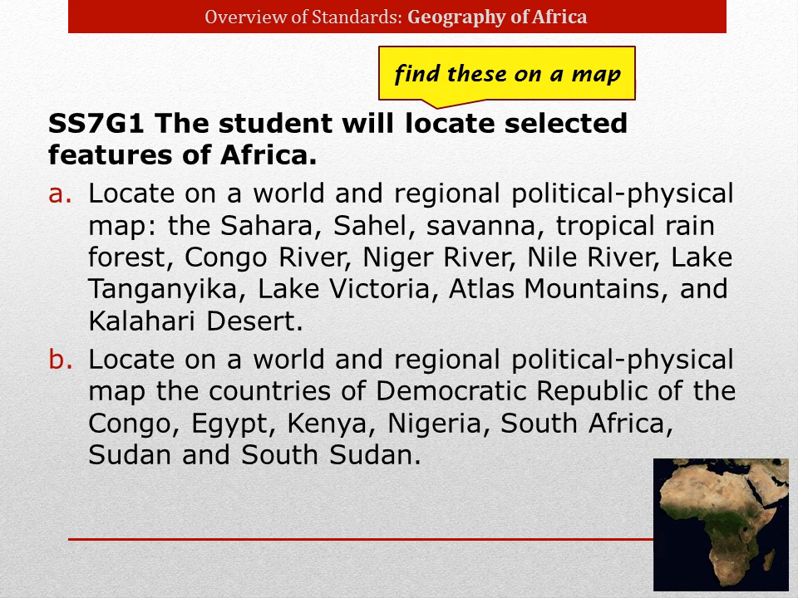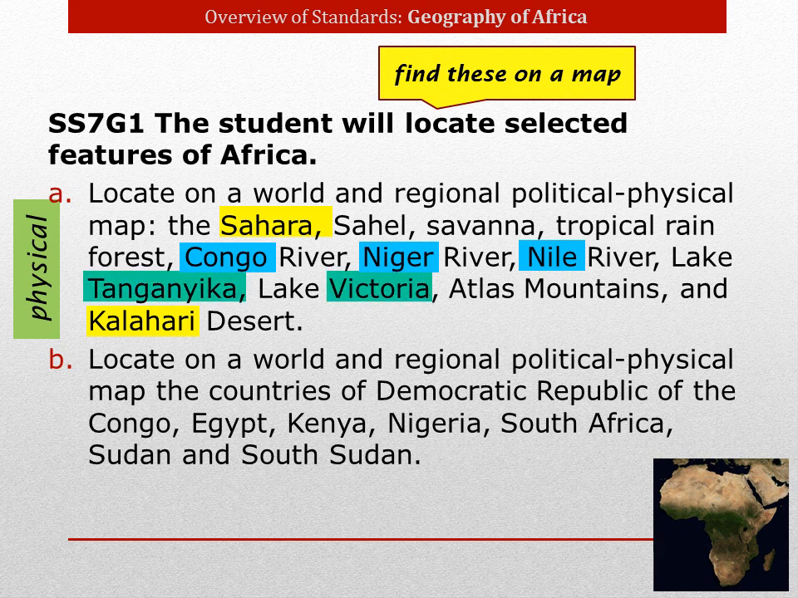Now for element A, these are all of our physical features. And it looks like a pretty long list. It is a long list, but the good thing is that we can break these down into similar features. For example, of the features you need to know, there's only two deserts, the Sahara and the Kalahari. We have three rivers, those being the Congo, the Niger, and the Nile rivers. Two lakes, Lake Tanganyika and Lake Victoria, and one mountain range, that's the Atlas Mountains.